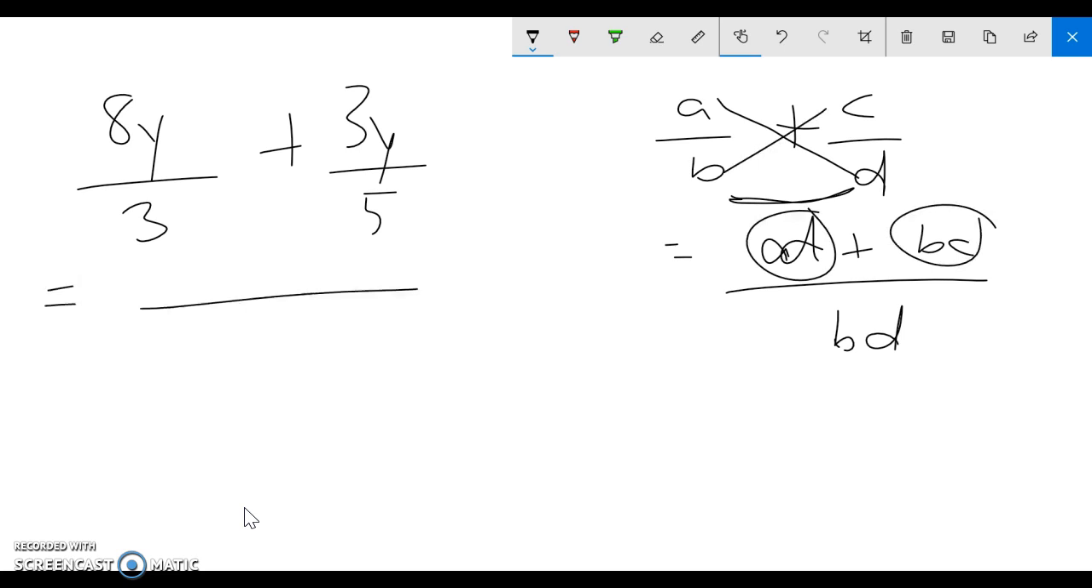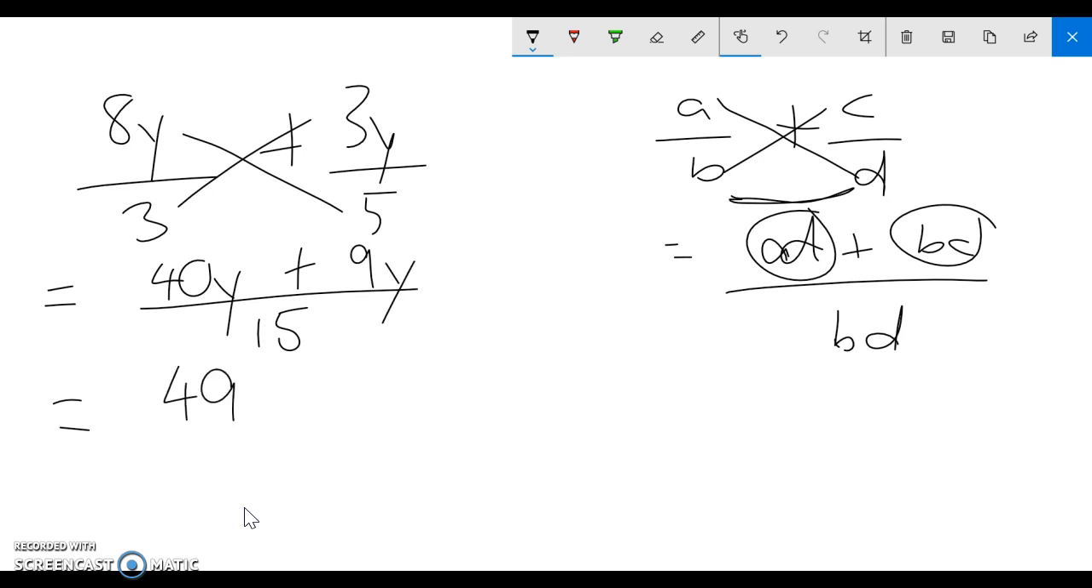We go, okay, I'm going to multiply denominators together. 3 times 5 is 15. I'm going to do 8y times 5, and that's going to be 40y, and I'm going to do 3 times 3y, which is going to be 9y. And then I can just add those together and make that 49y over 15, which again, can't be reduced.